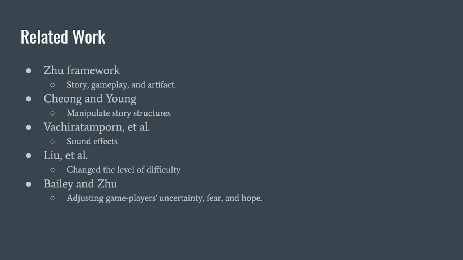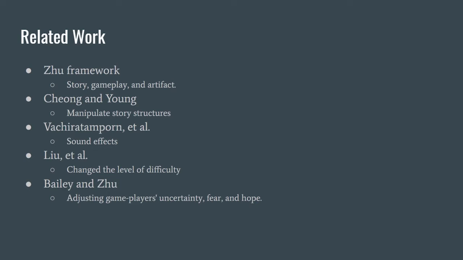We began our work by looking at existing models for suspense and player experience, the first of which is the Zhu model for managing suspense in games. This model breaks games down into three different layers: story, gameplay, and artifact. We then began looking at other models to help us break these elements down and examine them.